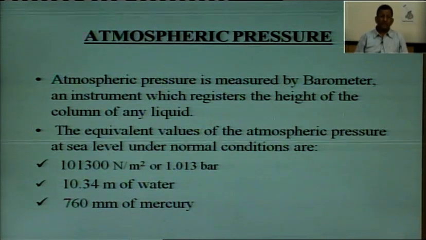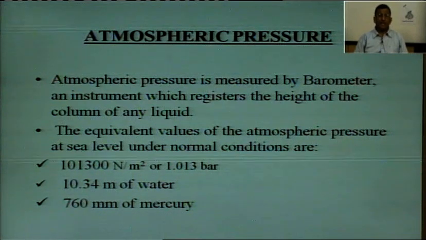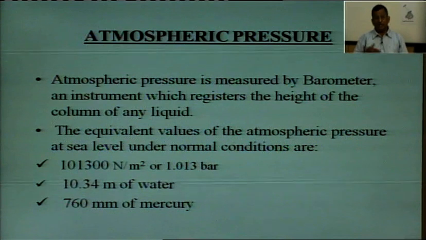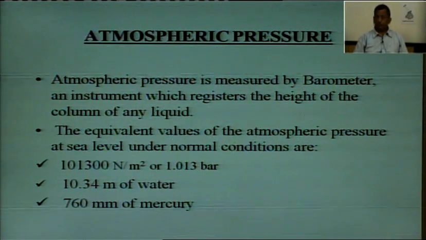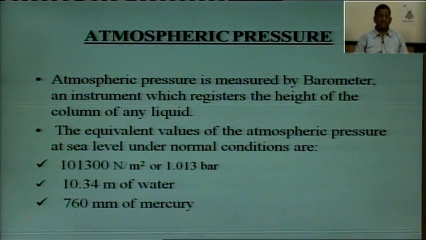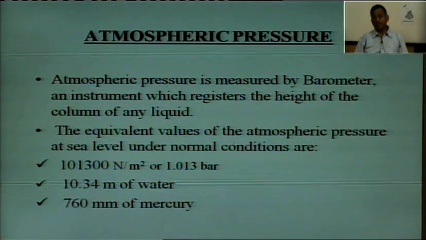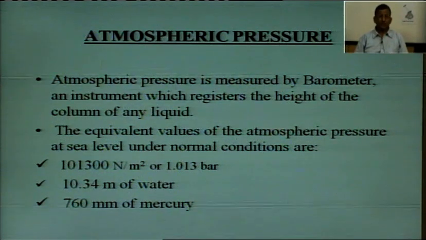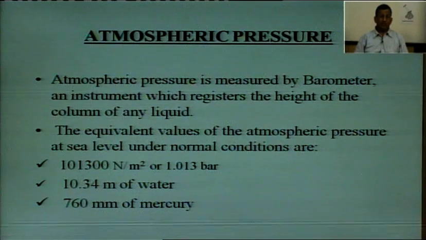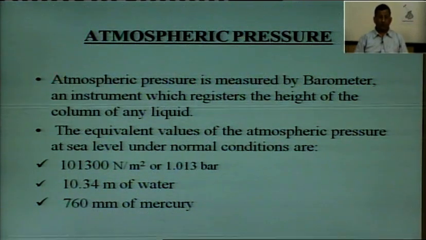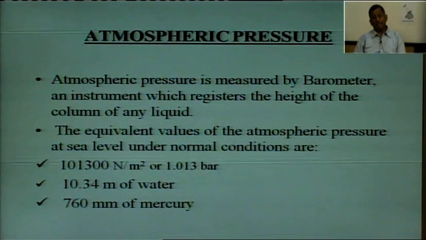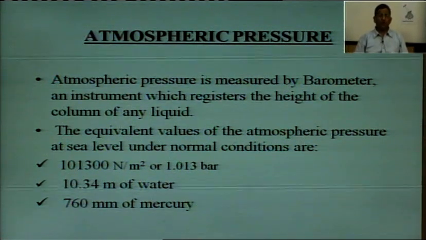Atmospheric pressure is measured by a barometer, the instrument which registers the height of a column of any liquid. The equivalent value of atmospheric pressure at sea level under normal conditions is 1,01,300 Newton per meter square, or 1.013 bar. Secondly, it is 10.34 meter of water, or 760 millimeter of mercury.